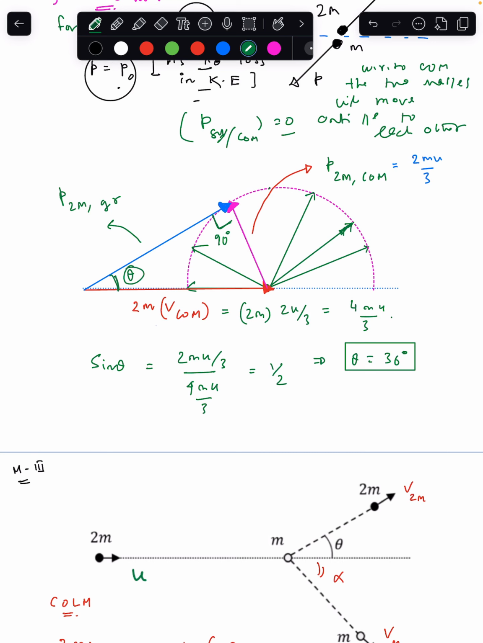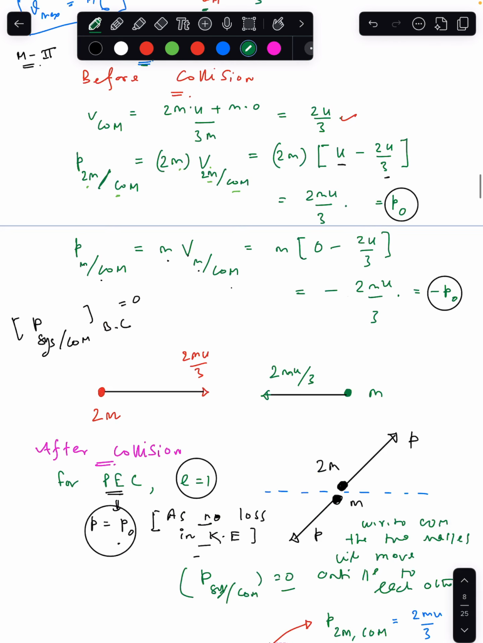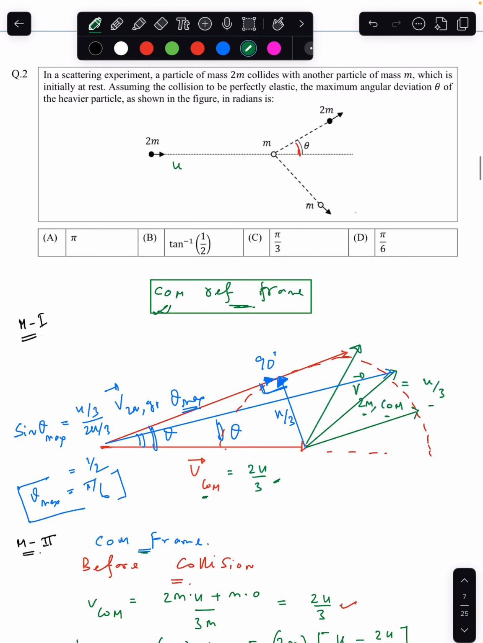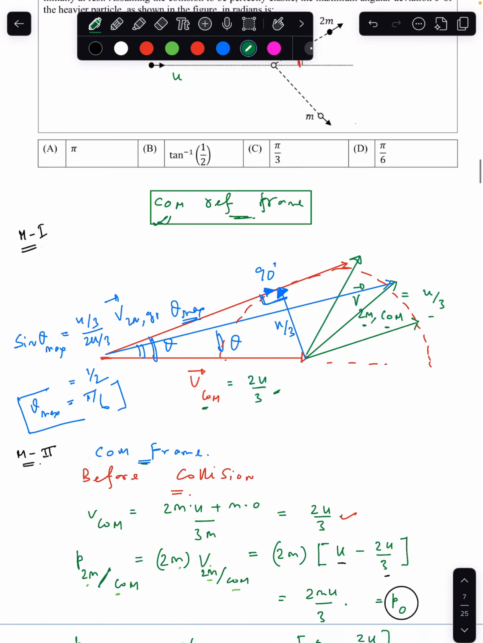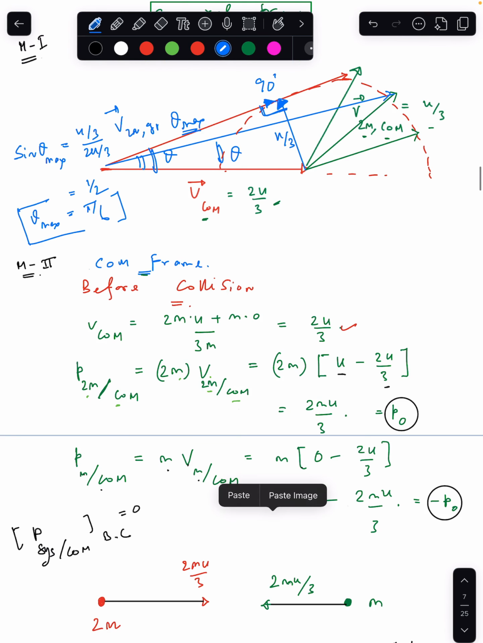Maximum angle of scattering will only occur when this is here and this resultant is just perpendicular to the radius vector. So this angle is 90, theta max is coming again 30 degrees. The answer is equal to pi by 6. So these two approaches that we have seen just now are the conceptual approaches. If you are very thorough with the concept, you can really do these questions very quickly.